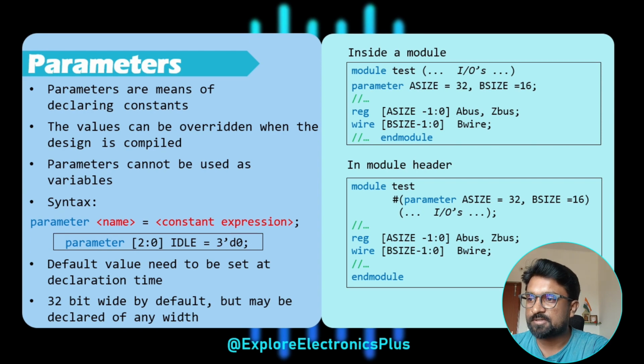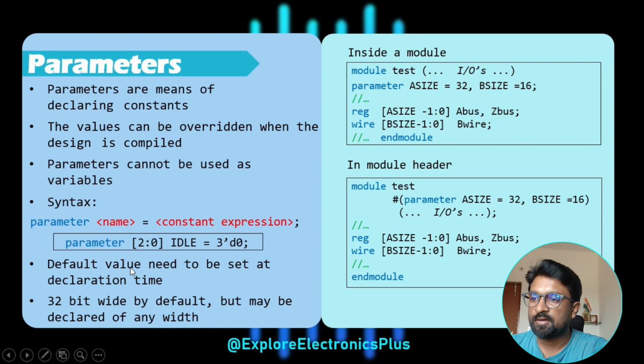The syntax for that is: parameter is a keyword, then the name of that parameter and the constant we are going to write. You can see here parameter [2:0] idle is the name, and it will have the value 0. Since it is 3 bits, we give the value as 3'd0. It means 0 in decimal, with 3-bit representation, assigned to idle. So throughout the module, idle will have the value 0.